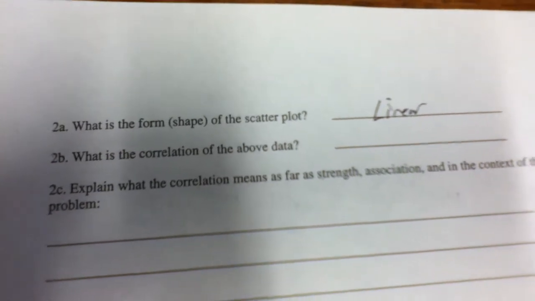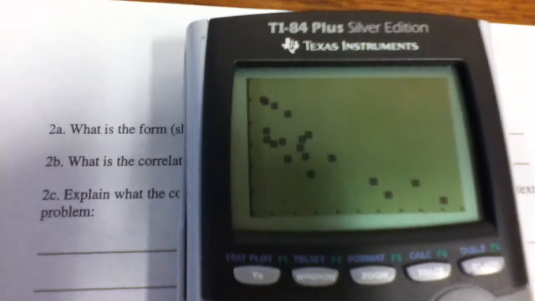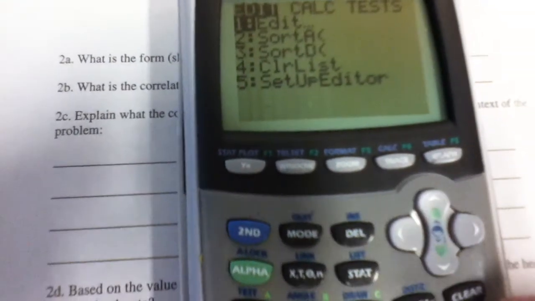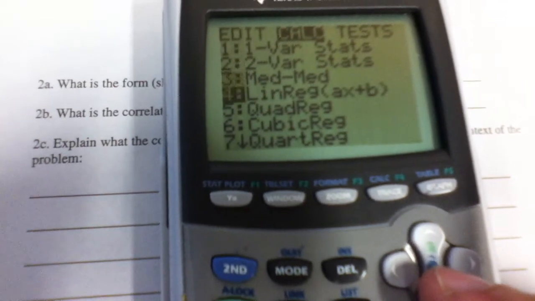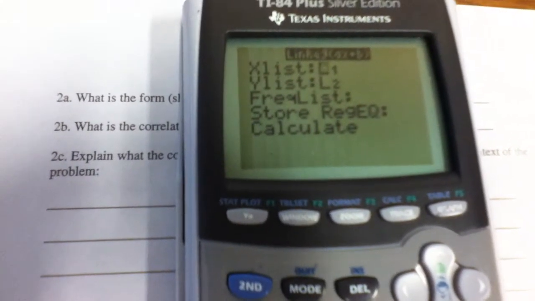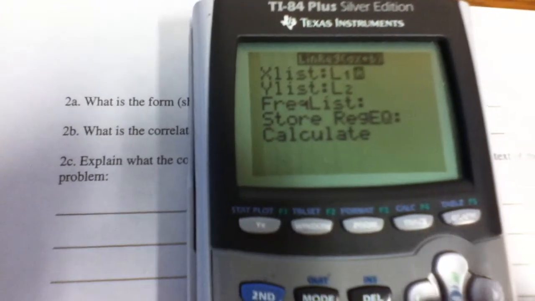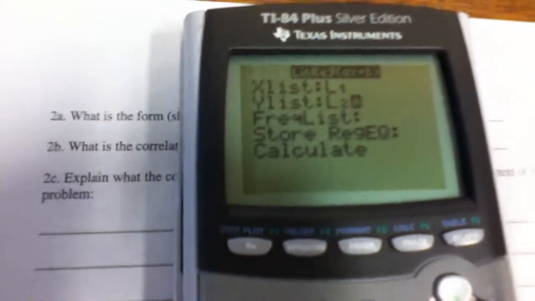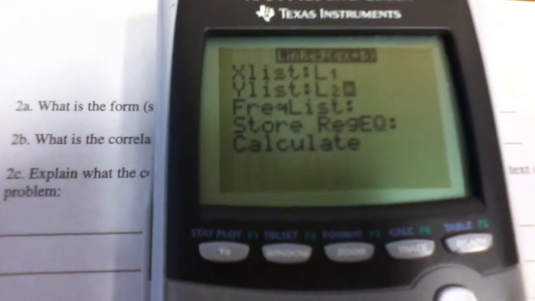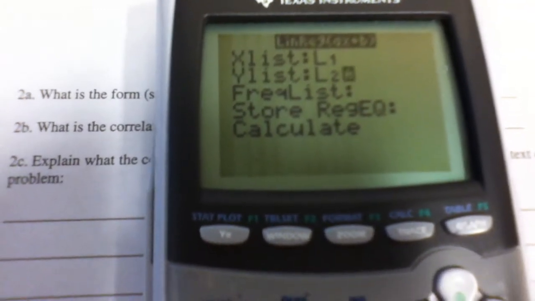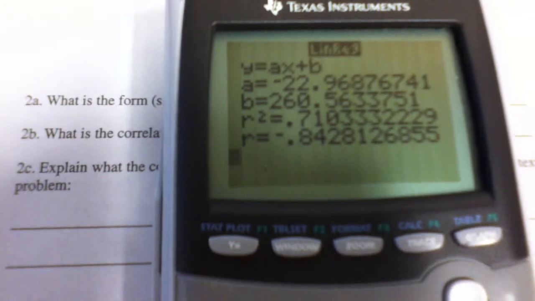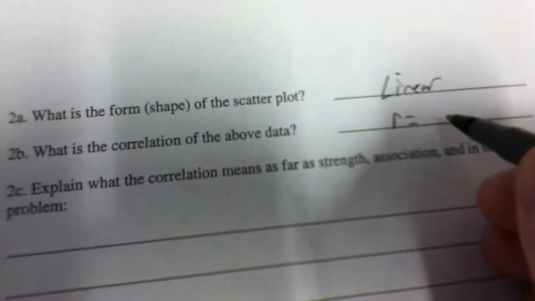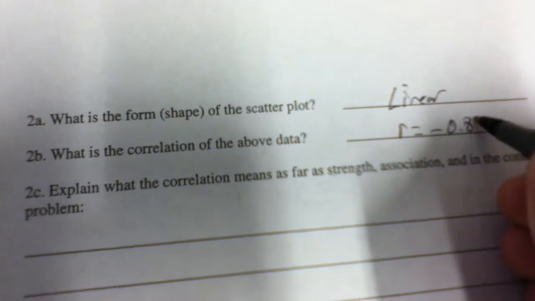What is the correlation? Well, to find correlation, we go to the calculator, we push stat to the right for calculate, choose number 4 for linear regression. Now, if your calculator looks like this one, X is list 1, Y is list 2, then go down and calculate. If your calculator just says linreg, then you're going to put list 1, comma, list 2, and push enter. But we all get the same results at the end. And of all these numbers, R is our correlation. So in this case, correlation R is negative 0.84.